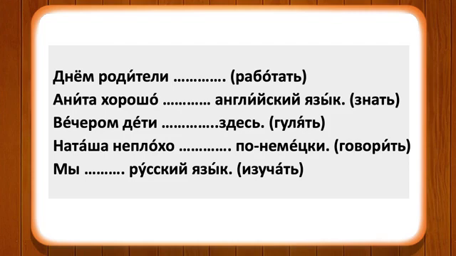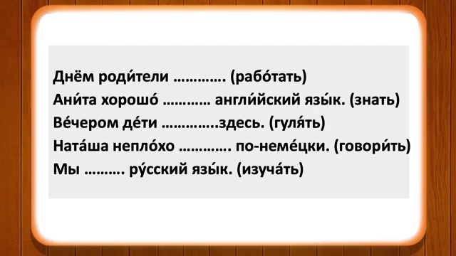The next sentence is Anita хорошо английский язык знать. The verb is знать. Anita is the subject. So Anita is она. So you will conjugate the verb знать according to она. So она would be она знает. Anita хорошо знает английский язык.